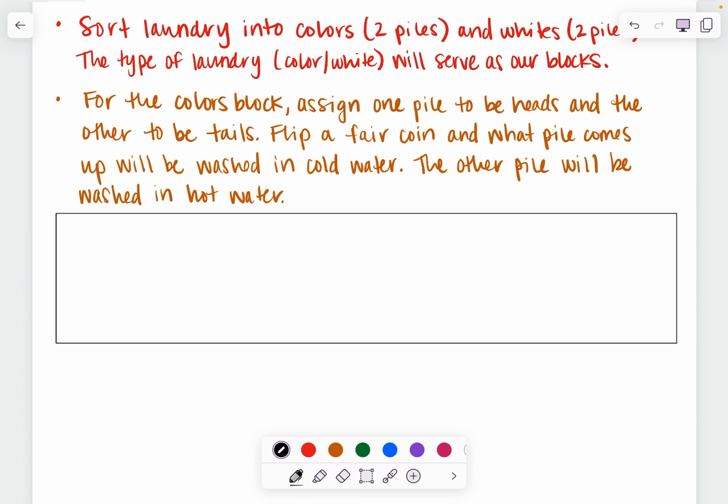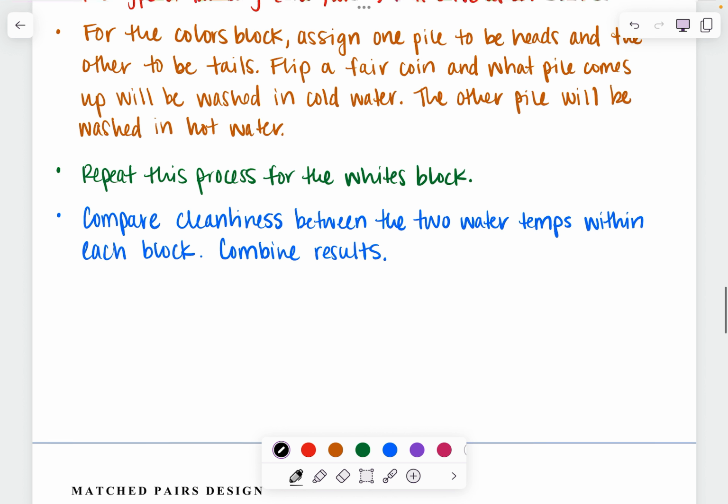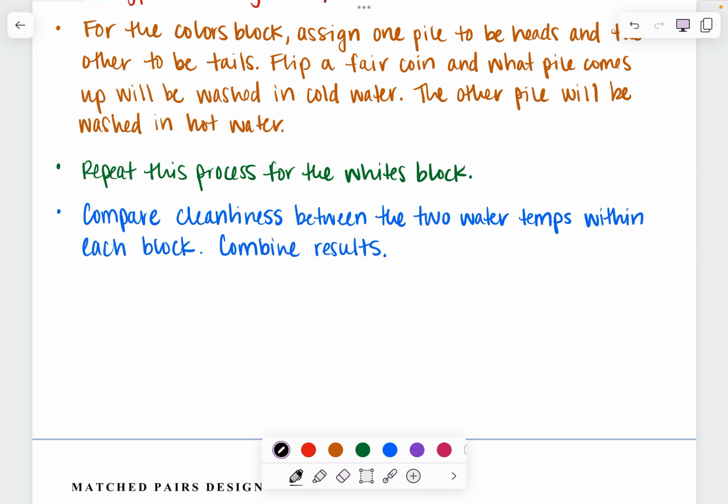Again, I know some of this seems silly and like, why do I have to write that? If one is getting cold, obviously the other one's going to get hot. But again, think of the dumbest person you know. Would they know that? Maybe, but probably not. So over-clarify as much as you can. Now, in the end, we're going to repeat this process for the whites block, because you're doing 2 mini experiments, and then we're going to compare the cleanliness between the 2 water temperatures within each block.